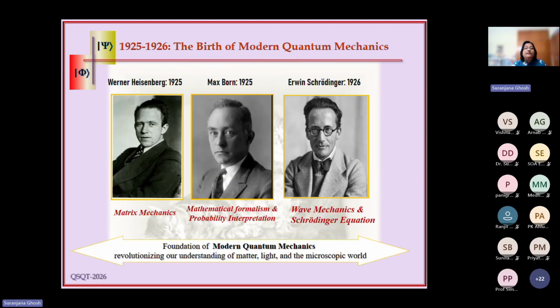So now in 1925 and 1926, around that time, three scientists, Heisenberg, Born, and Schrödinger, gave birth to modern quantum mechanics. They introduced matrix mechanics, then a mathematical formalism and probability interpretation given by Born, and of course wave mechanics, the Schrödinger equation. So they basically gave a new direction to understand this microscopic world.